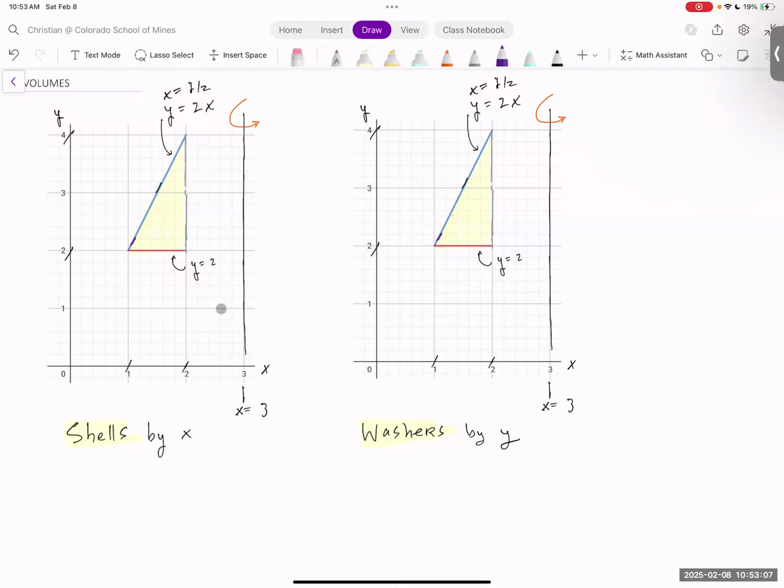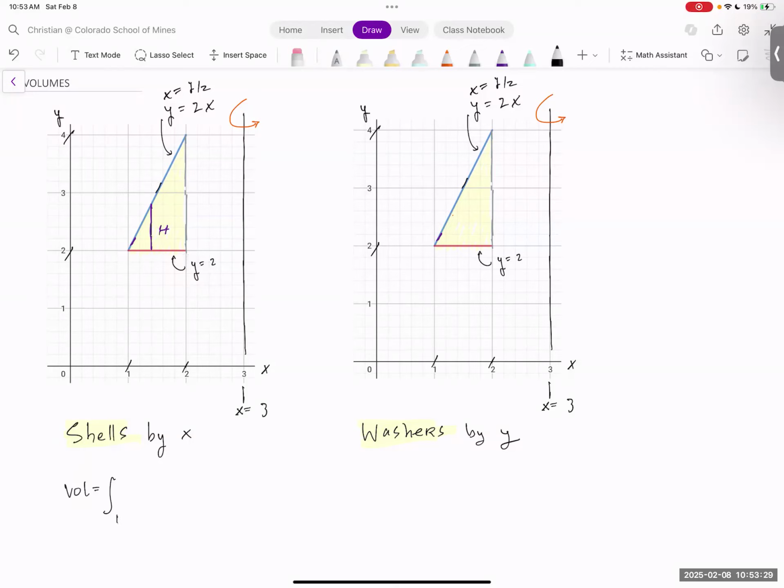Let's look at our shells. So shells, our heights are always within the region, and they're always the vertical distance between the top graph y equals 2x and the bottom graph y equals 2. Since we are integrating by x, let's start our volume. Volume will be the x bounds. The x bounds in your region go from 1 to 2.